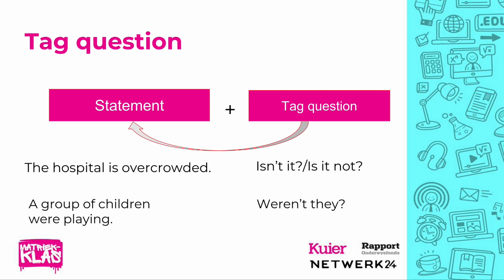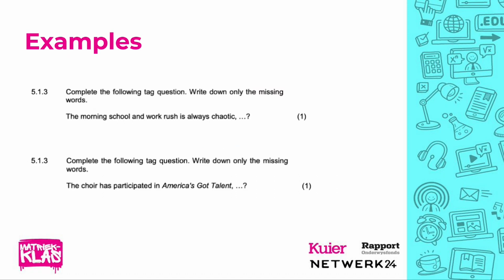Okay, weren't they? Now in the examination, you will only be required to write down the response. Okay? So if I look at 5.1.3, it says complete the following tag question. Write down only the missing words. The morning school and work rush is always chaotic. That's the statement. You need to provide the answer. So if the morning school and work rush is always chaotic and I need to question it, then obviously it would be the morning school and work rush is always chaotic, isn't it?